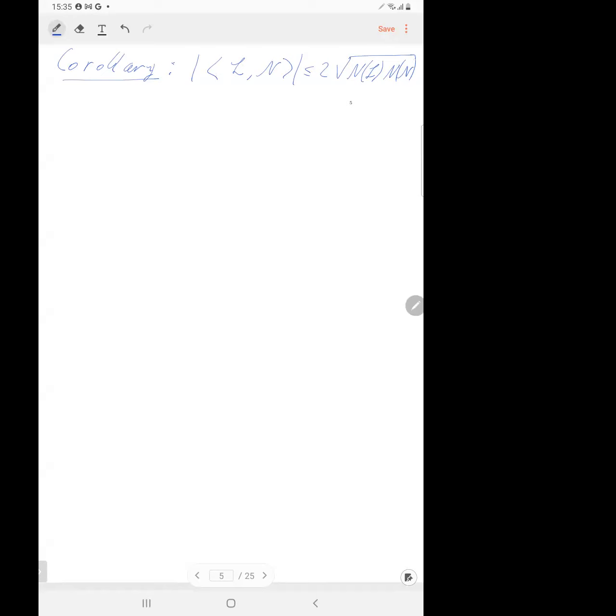Fine, and now, well, already this may be called the Castelnuovo-Severi inequality. But now we'll specialize it to some particular line bundles, and then it will be an even more classical form of the Castelnuovo-Severi inequality.